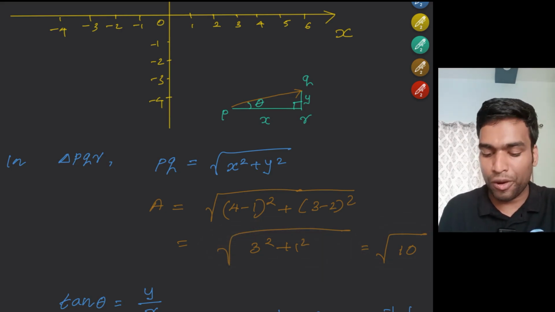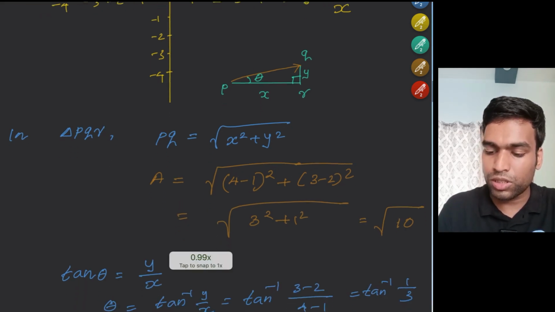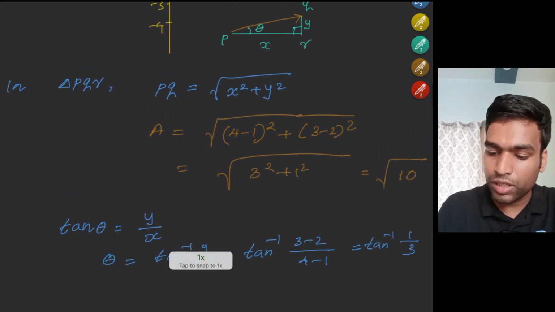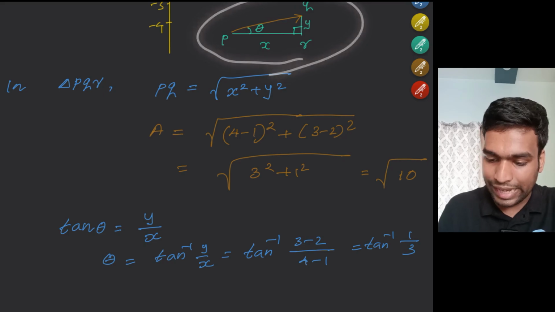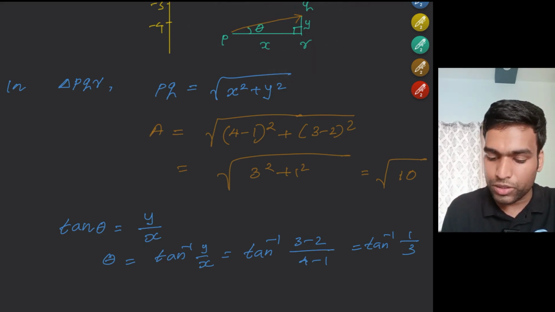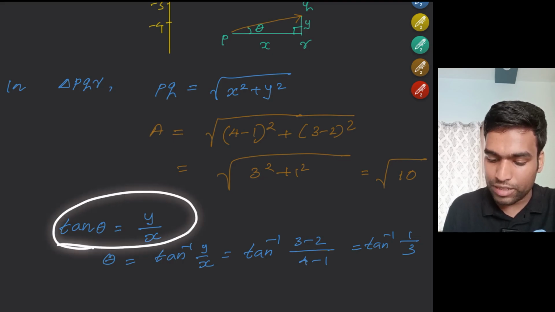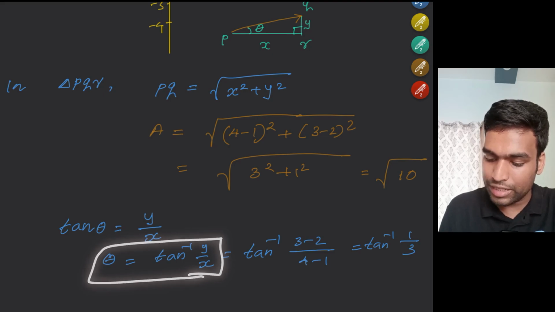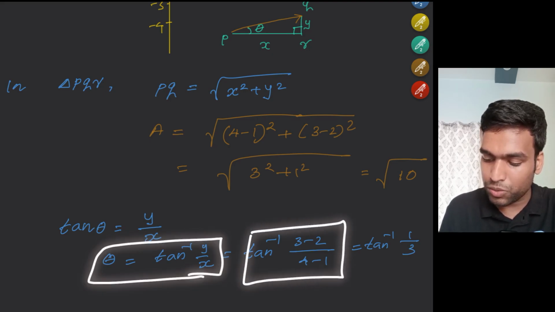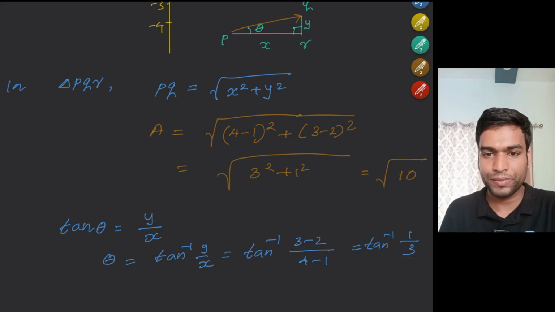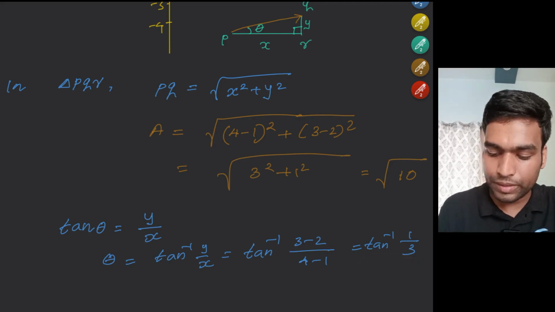Now you may ask how to find the direction of this vector. We will just use the tangent function. In the triangle PQR, tan theta is the opposite side divided by the adjacent side. So tan theta equals y divided by x. So theta will be tan inverse of y by x. So in this case, tan inverse of (3 minus 2) divided by (4 minus 1), which is tan inverse of 1 by 3. Very, very simple, right? Good.